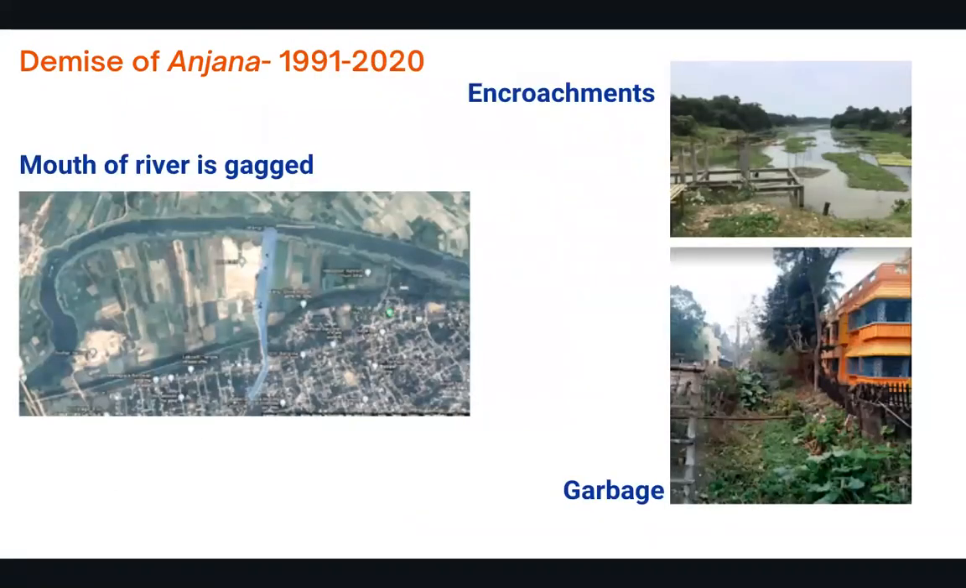Finally, the fourth part of the demise happened between 1991 and 2020. During this time the mouth of the river was gagged by some people, including one brick kiln owner who completely covered the mouth of the river for his own convenience. At the same time, in the rural area, encroachments came up, and in the urban area, garbage dumping has become very prevalent. Here also, two things are happening. On one hand, these people are encroaching on this river, and at the same time, they are producing a narrative that the river was never there. It was originally a man-made canal, and hence they have a right to destroy it.